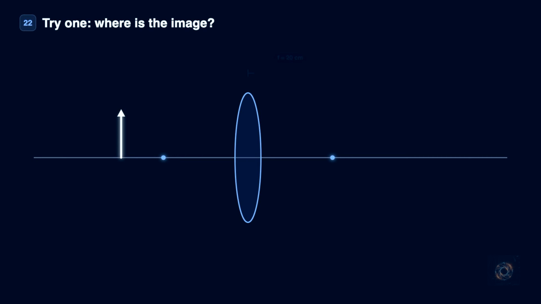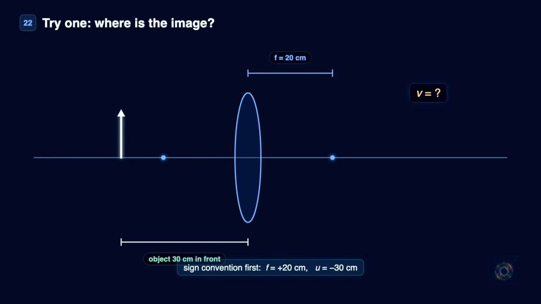Let's use it. A converging lens has a focal length of 20 centimeters. We place an object 30 centimeters in front of it.